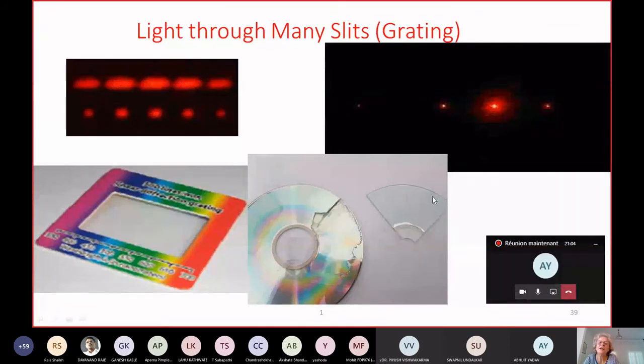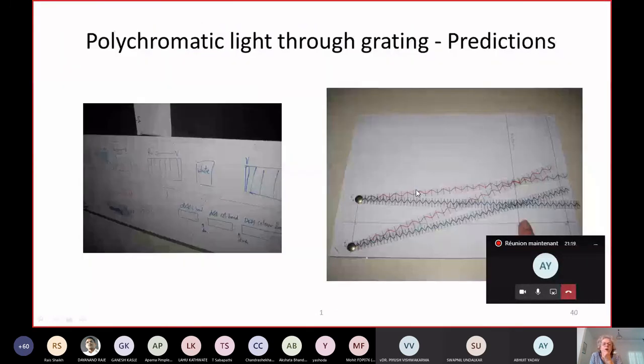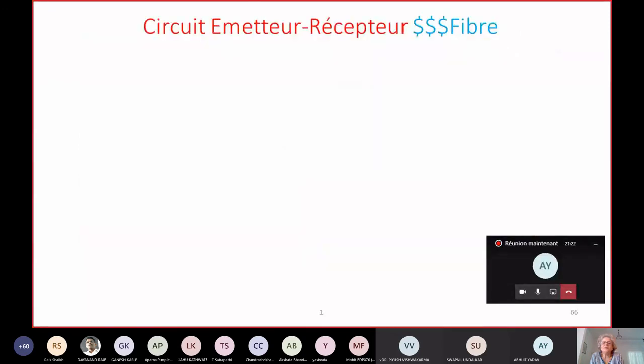The slits in this grating are not parallel, they are a little bit curved because the tracks of your CD are circular. But in this part of the grating, the slits are almost parallel. This is what happens.